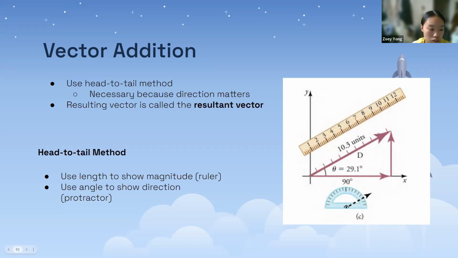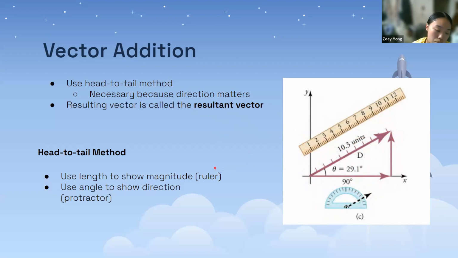So over here, you ignore this 10.3 units arrow. First you have this arrow going this way, and you have this arrow going straight up. How do you add two arrows together? Basically, you put the head of one, this arrowhead, at the tail of the other. You could also put this head at the tail of this one, and you would still get the same resulting vector, which is called the resultant vector. This is the vector you get when you add two vectors together.